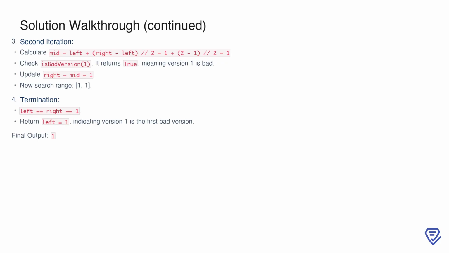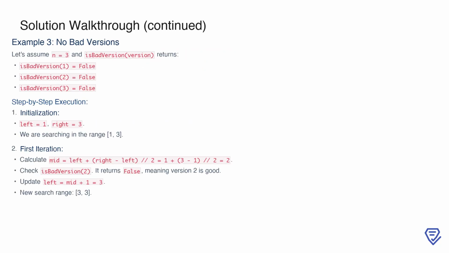In the second iteration, we calculate a new midpoint. With the updated range, mid = 1 + (2 - 1) // 2 = 1. Checking isBadVersion(1) returns true, indicating version 1 is bad. Since the first bad version must still be at mid or earlier, we set right equals mid, reducing the range to [1, 1]. At this point, left equals right, both pointing to version 1. This is our termination condition. We can return left equals 1, indicating that version 1 is the first bad version. The output for this example is 1.